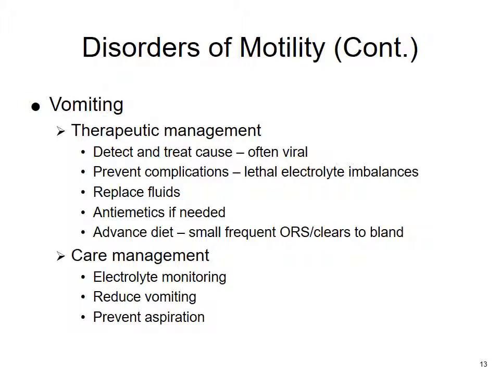Therapeutic management of vomiting includes figuring out a cause and treating it, and the cause of vomiting is usually viral. We want to prevent complications from electrolyte imbalances, and the one that we're going to see the most is going to be low sodium and low potassium. And the presence of low sodium and low potassium can cause seizures, and it can cause cardiac arrhythmias respectively.